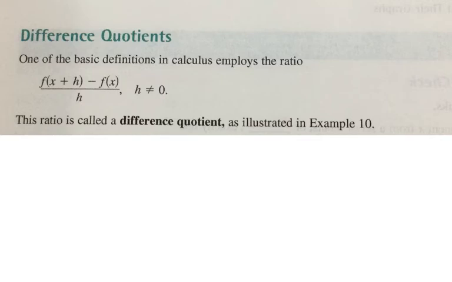All you need to know is look at this. This is called the difference quotient. One of the basic definitions in calculus, oh, right there's the word, employs the ratio f of x plus h minus f of x all over h, as long as h does not equal 0. So why do we have this in here? So we remember. Because you can't divide by 0. H can't be 0, or you divide by 0.